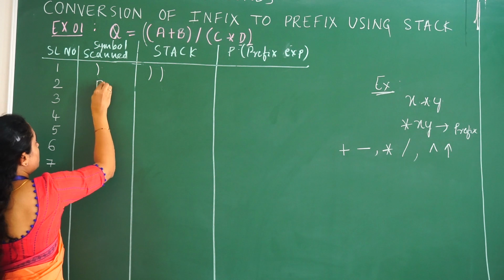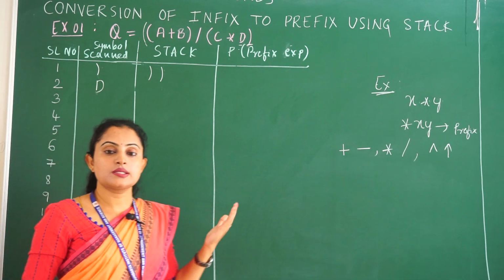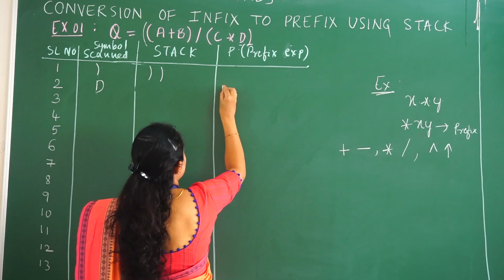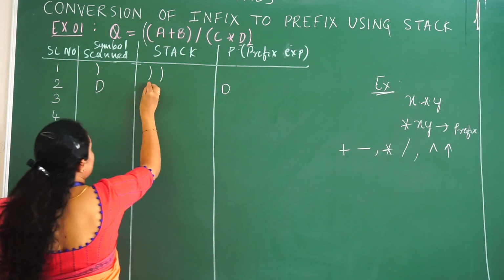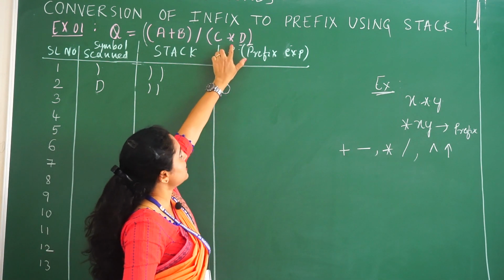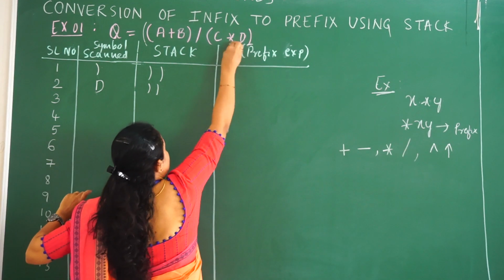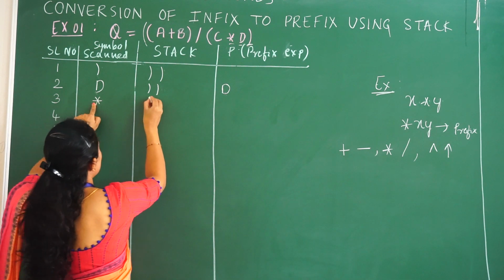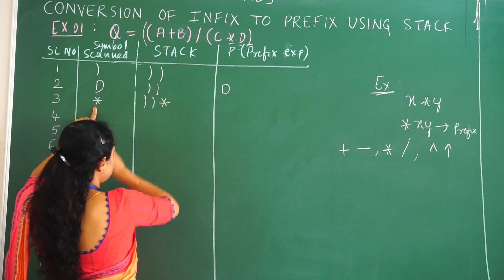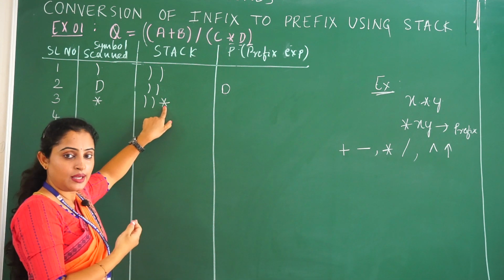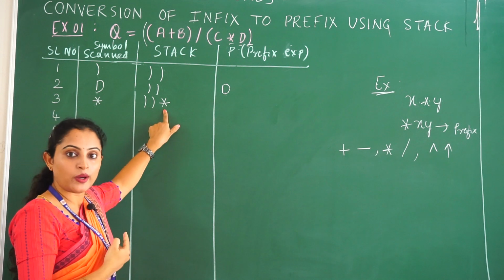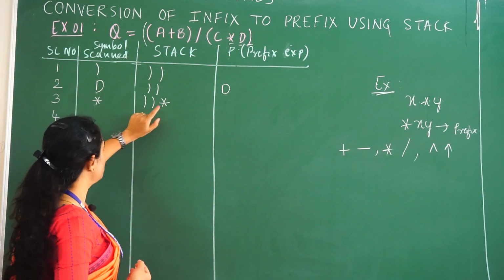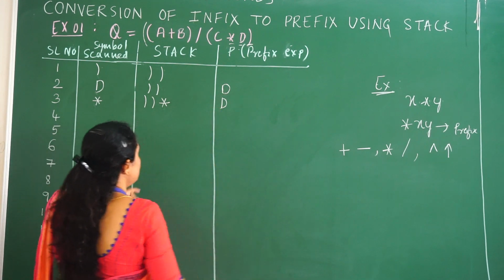D is an operand. Since D is an operand, let's place it directly into the prefix expression. The stack remains the same. Next, let's scan the asterisk. Asterisk is an operator, so we have to push it on top of the stack. Directly we will push onto the stack because no precedence check is required here, because there is no operator on top of the stack. So in prefix, D remains the same.